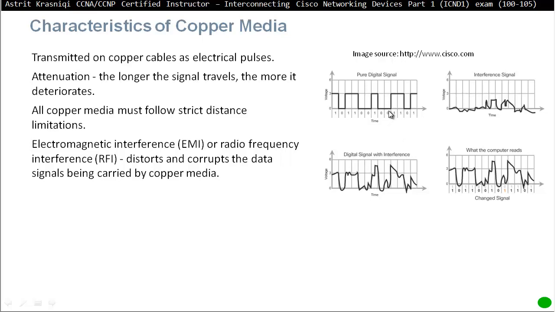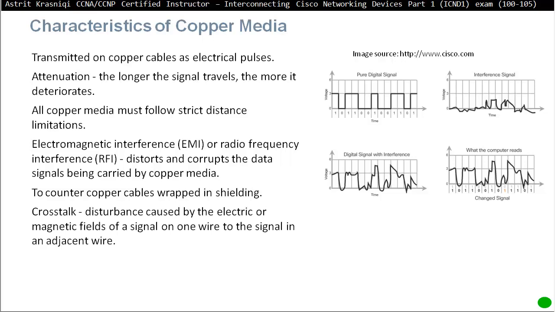As you can see on this bit here, that's 1, 2, 3, 4, 5, 6, 7, 8, 9th bit. On the 9th bit, the interference was quite high, and that 0 became 1. So obviously this data is corrupted. To counter this interference, a copper cable is wrapped in shielding, which we're going to see very soon.